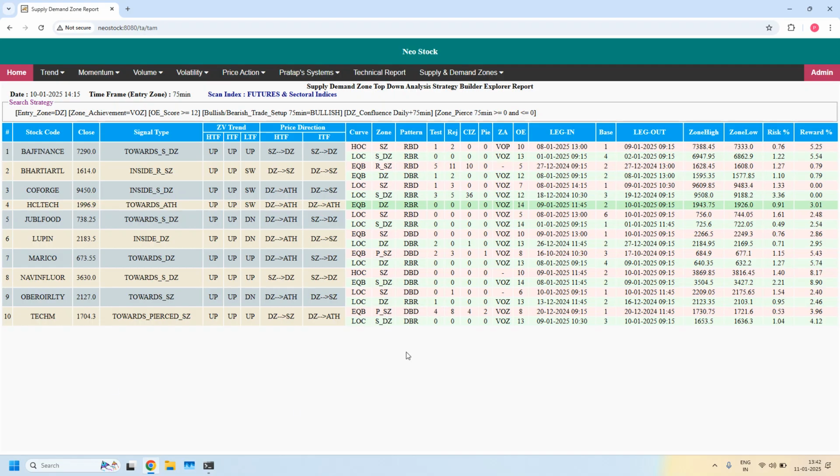In all these 10 stocks, these 75 minutes demand zones are part of the daily demand zone. I repeat, these 75 minutes demand zones are part of the daily demand zone. That means they are overlapped with the daily demand zone. And the daily trend is up in all these stocks. ITF trend is daily. Because the trend is up, now you can apply EMA confluence on the daily time frame. Why daily? Because the 75 minutes demand zone is part of the daily demand zone.